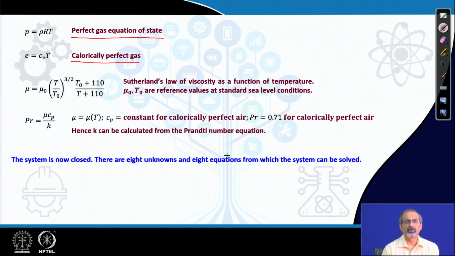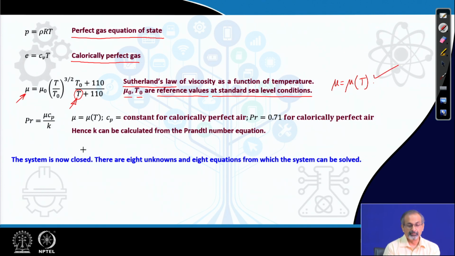Then we need a law for mu. How does mu change with temperature? So, the law essentially is going to express mu as a function of temperature along with certain constants which we can feed in the relation. So, we have the Sutherland's law of viscosity as a function of temperature, where mu naught, T naught are reference values at standard sea level conditions. So, once we fit them in, we just plug in the temperature on the right hand side, which can change from point to point in a compressible flow because of a very energetic nature of the flow. The temperature changes significantly. Once you feed that here, you get the value of mu as a function of T.